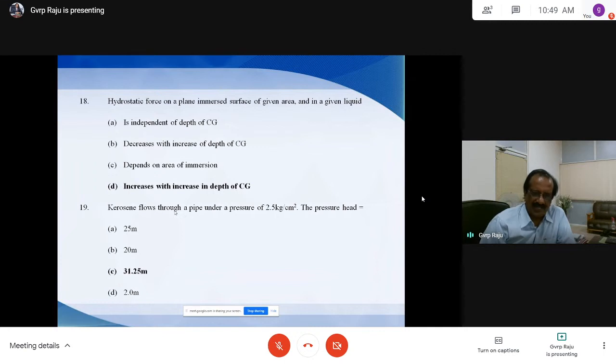And kerosene specific gravity is 0.8. So specific gravity is 0.8, which is equal to specific weight of the kerosene by specific weight of water. Specific weight of kerosene is equal to specific gravity of the kerosene multiplied by specific weight of water. So 0.8 into 1000, that is 800 kg force per meter cube is the specific weight of kerosene. So we have the pressure here, 2.5 into 10 power 4. So 2.5 into 10 power 4 by 800, that is pressure head. So that is equal to 31.25. So for 19, the answer is C.